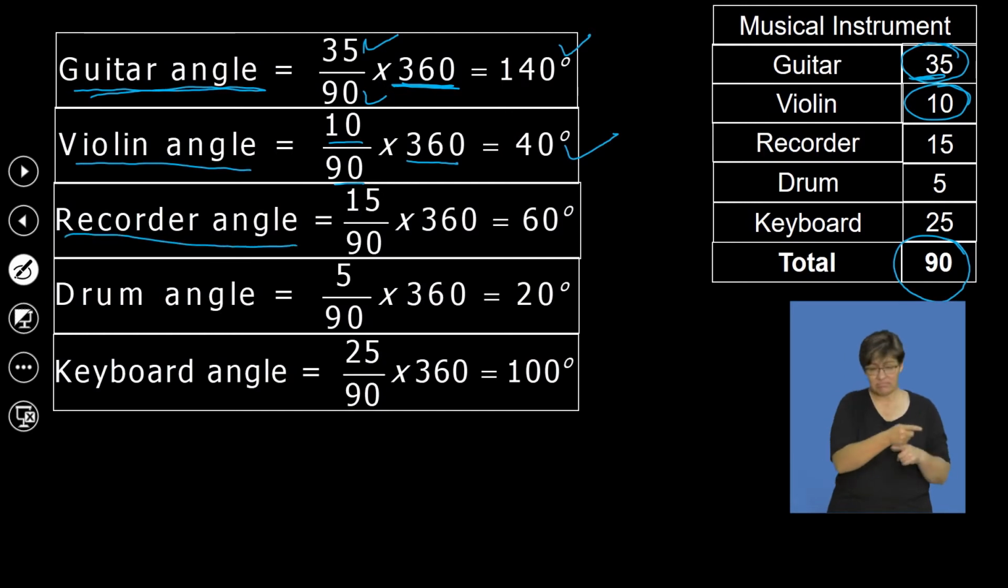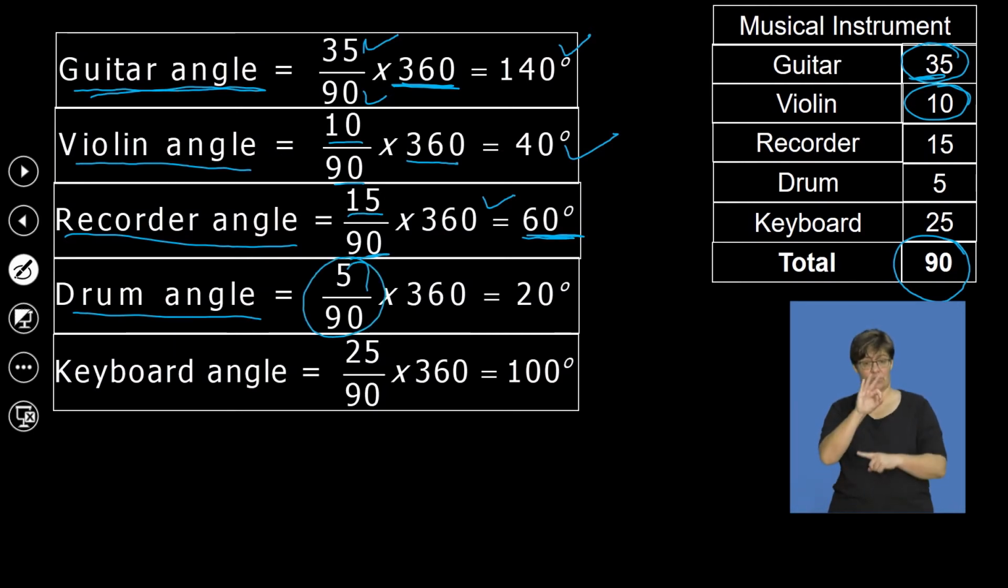Recorder, we have 50 over 90, which is the total, times 360, which gives us 60 degrees. Drum angle is 5 over 90, times 360, angles around the circle, equals 20. The keyboard angle is 25 over 90 times 360, which gives us 100.